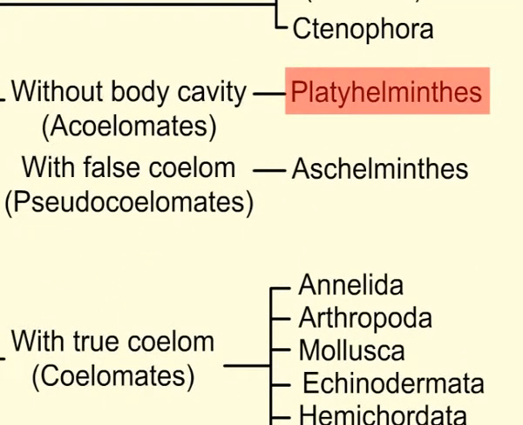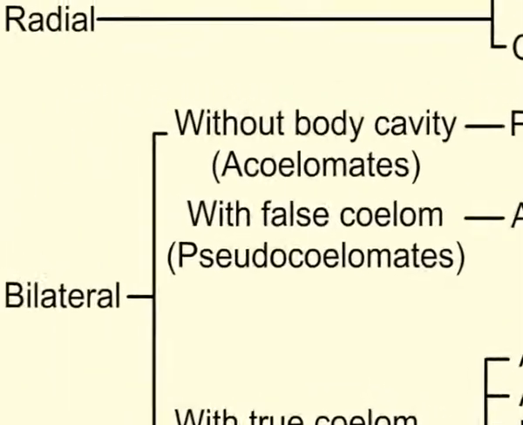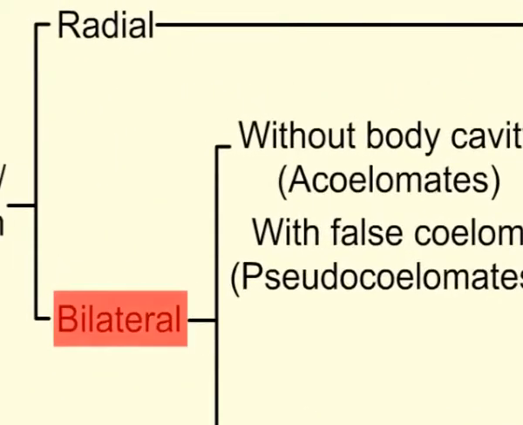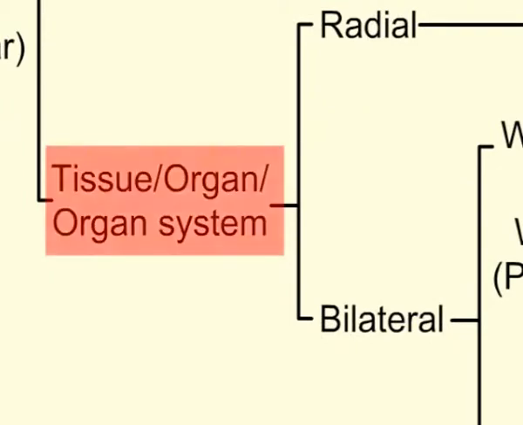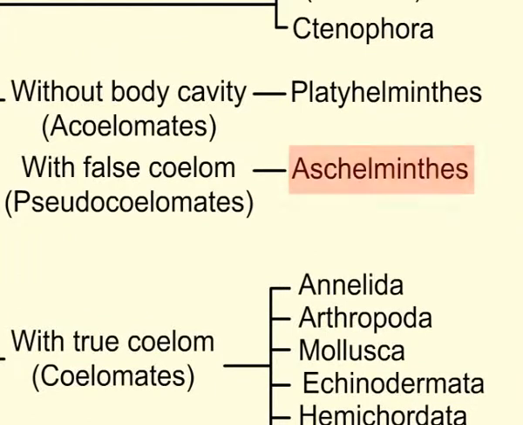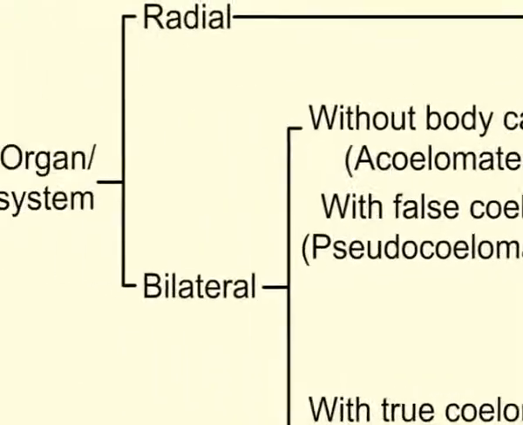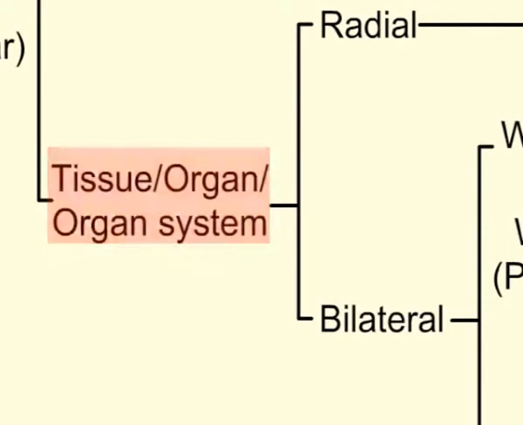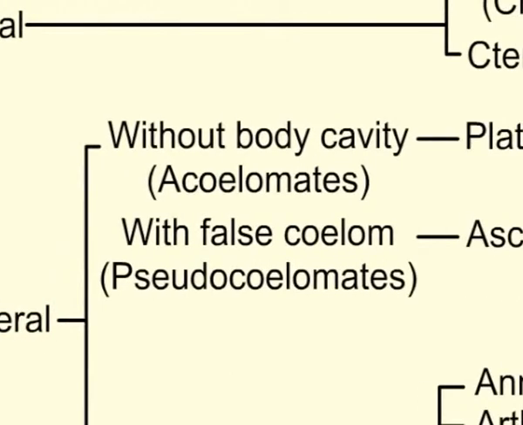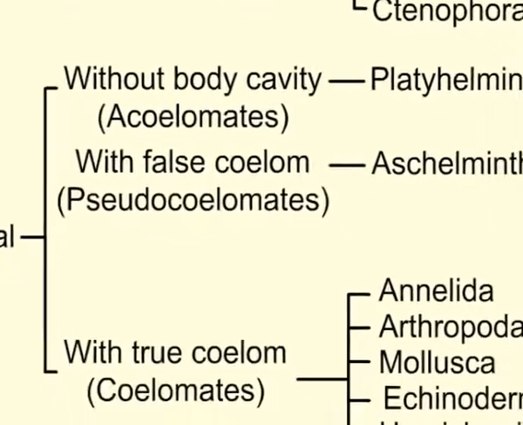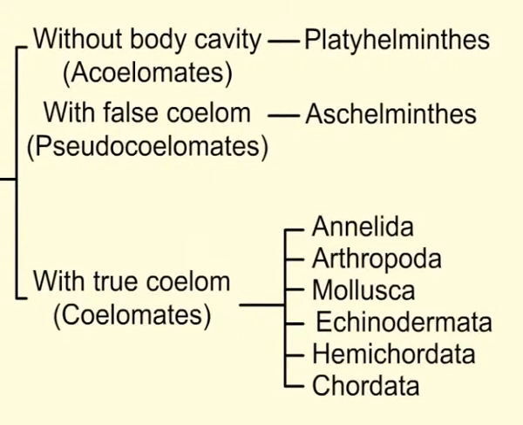Phylum Platyhelminthes include worms that are commonly known as flatworms. They are bilaterally symmetrical, triploblastic, and acoelomates, with organ level of organization. Phylum Aschelminthes include worms that are commonly called roundworms. They have organ system level of body organization. They are bilaterally symmetrical, triploblastic, and pseudocoelomates.